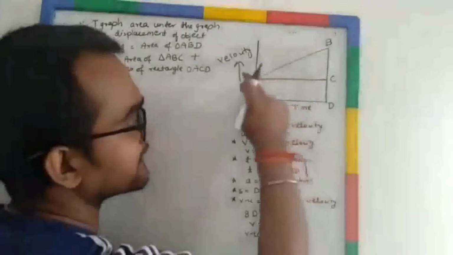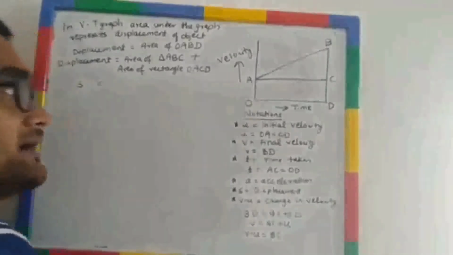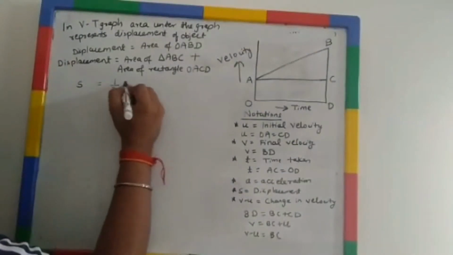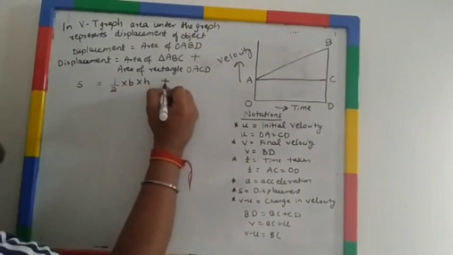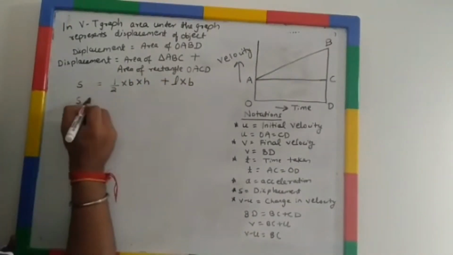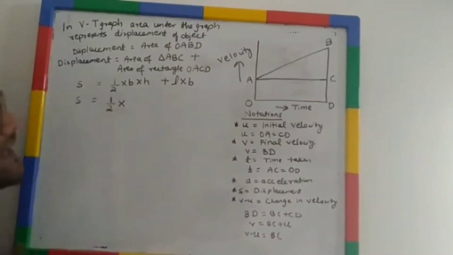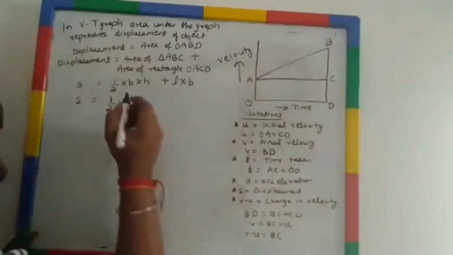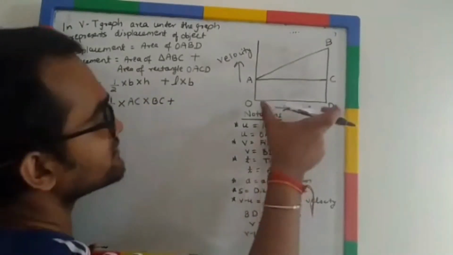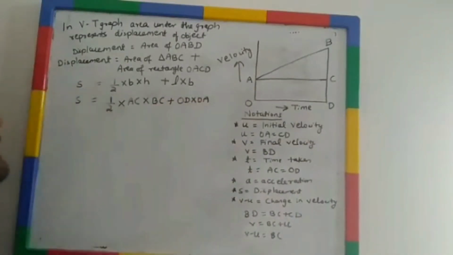As it is a right angle triangle, the area of right angle triangle is half into base into height, and the area of rectangle is length into breadth. So half into base into height plus length into breadth. From the figure, I will insert the values of base, height, length and breadth. In triangle, base is AC and height is BC. In rectangle, length is OD and breadth is OA.